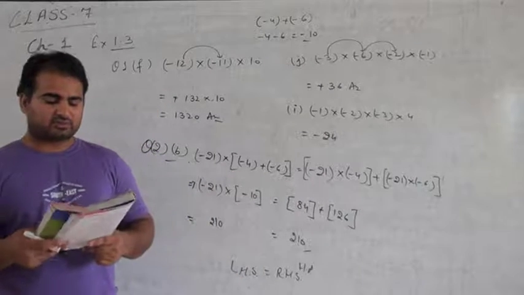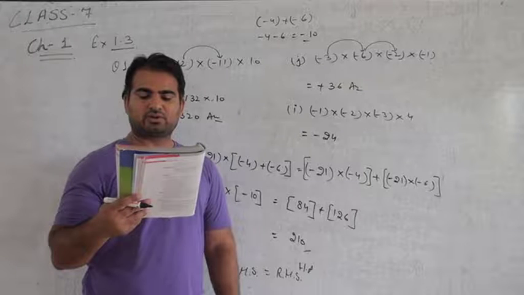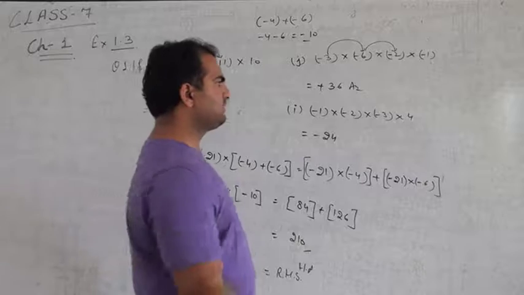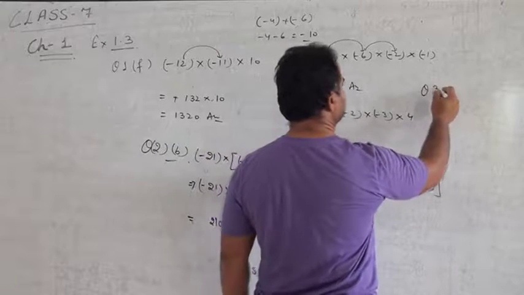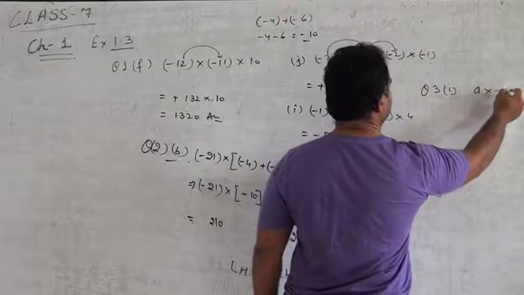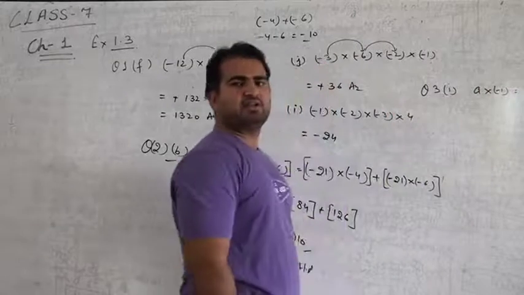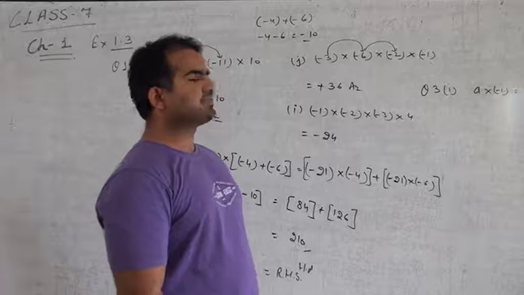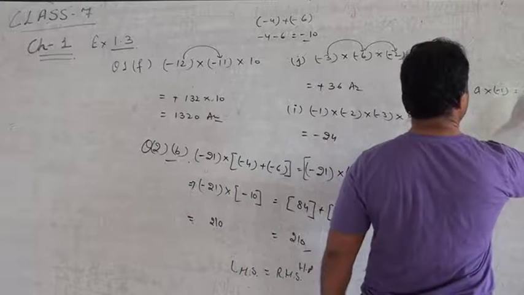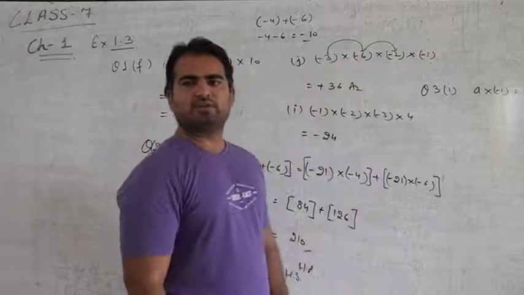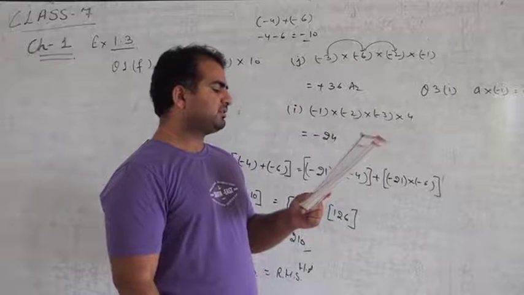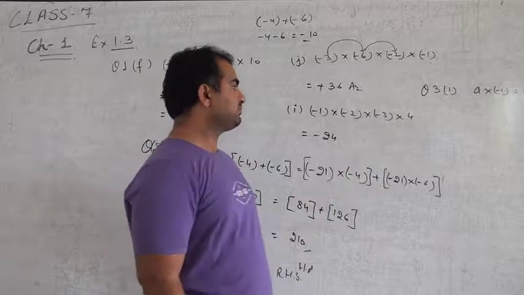Okay, question number third. For any integer a, what is the value of minus 1 into a? You can also do that. First, what is the value of a into minus 1? A is any integer. So, how many negative signs there are? 1. Answer will be minus a. Done?